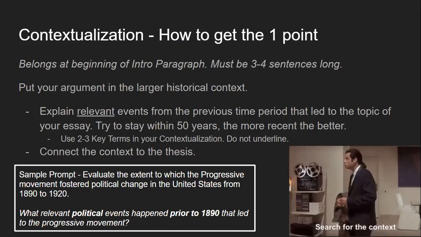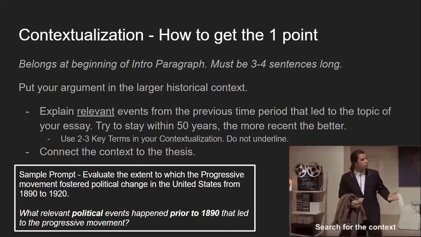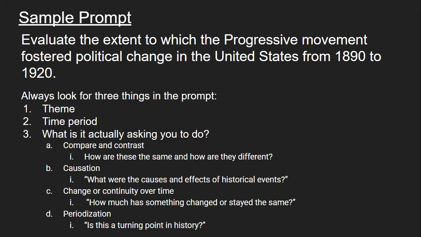So let's talk about how you get them points. Point number one is for contextualization. Well, actually, let me take one more quick step back and just further drive home this point, because I do think it's worth lingering on for a quick second longer.